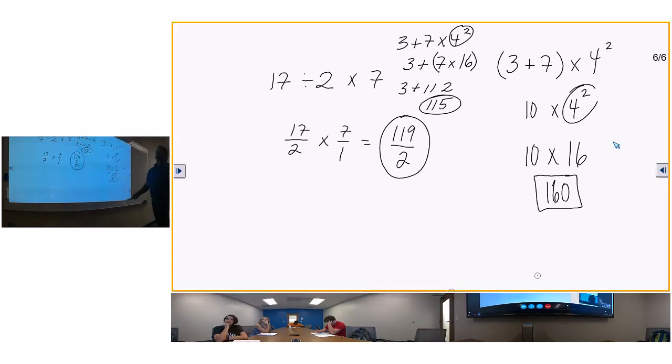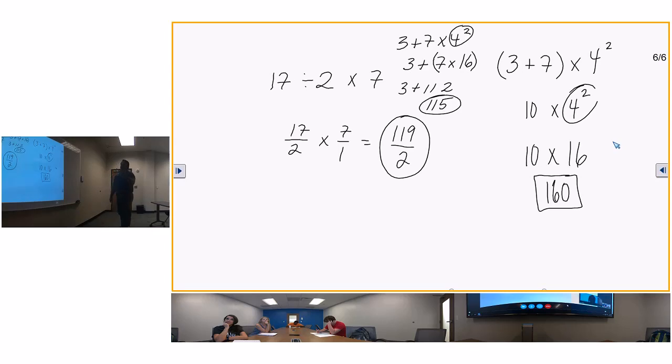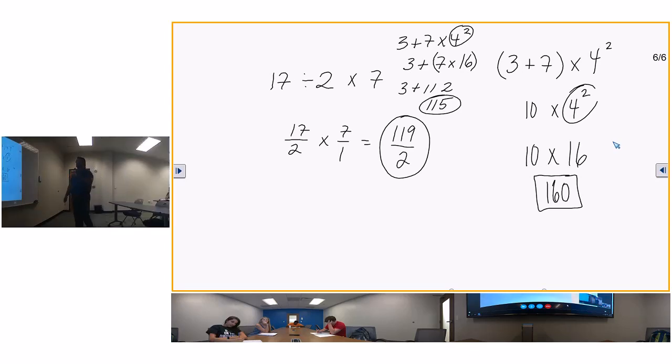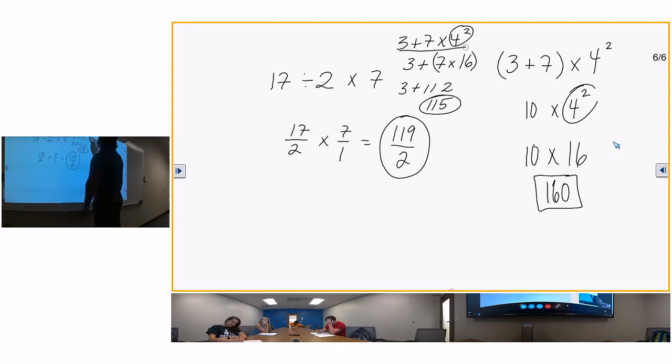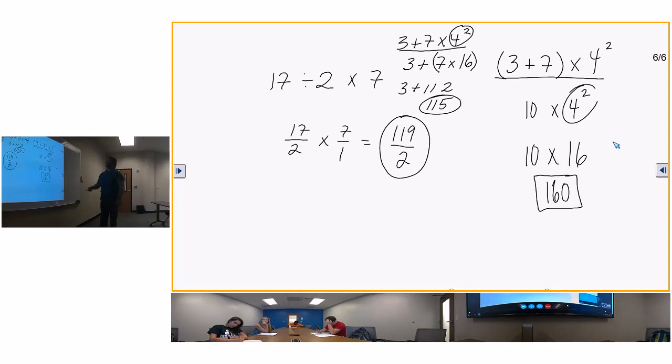Got 2 different answers. Those are 2 different animals. See, that's what I'm trying to tell you. You've got to be careful because this looks awfully like this one, but it's not the same animal. That's a tiger and that's a cat, or a cat and a tiger, whichever one you want to call it.